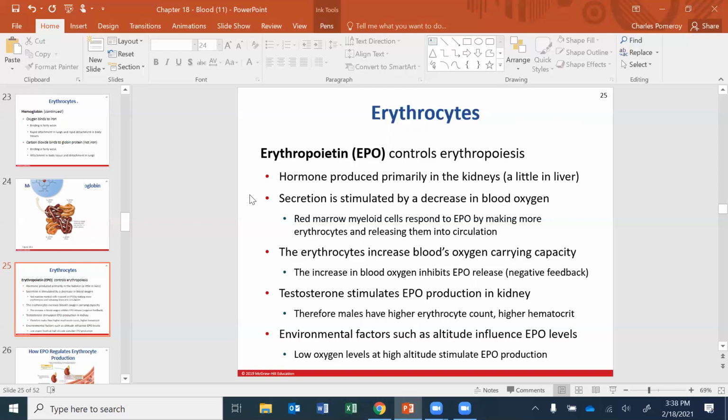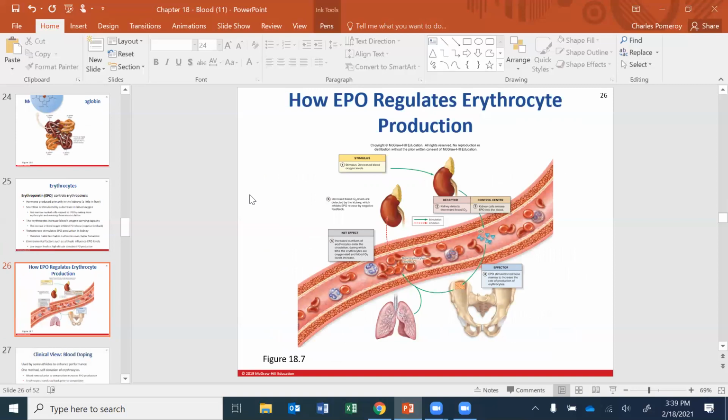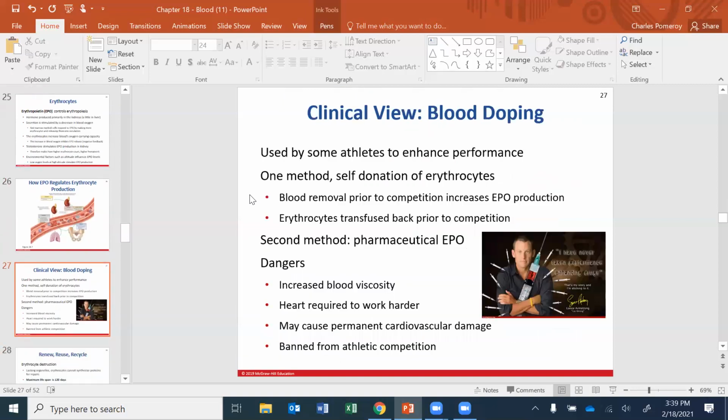So what people will do is they will try to stimulate their oxygen use. They try to improve it by purposely training at high altitudes. But another thing they do is they will cheat, and that's the blood doping deal. Some athletes will do blood doping.